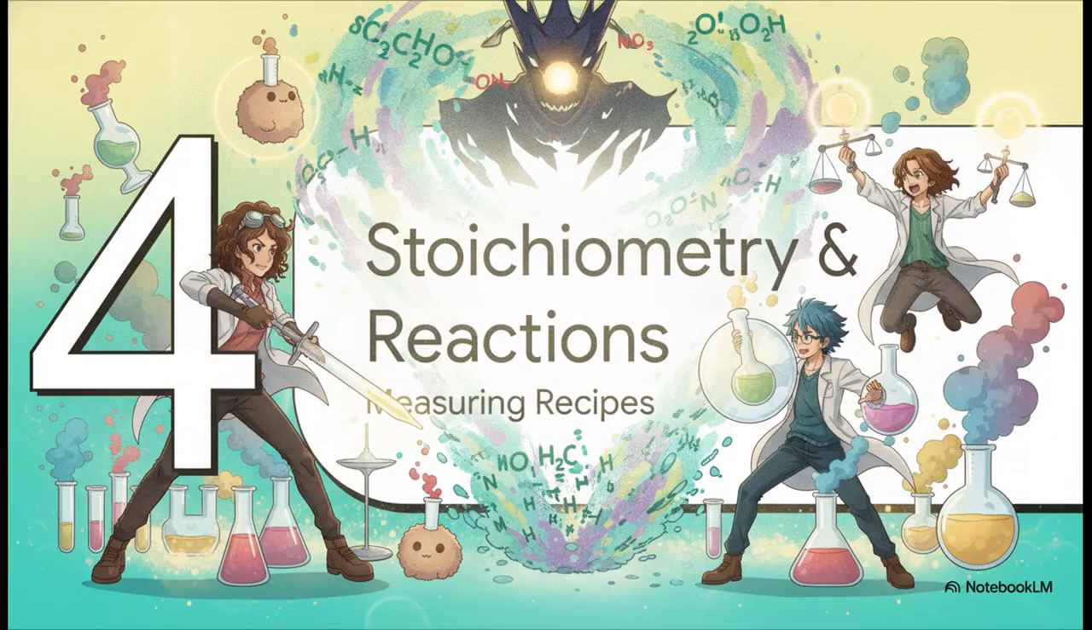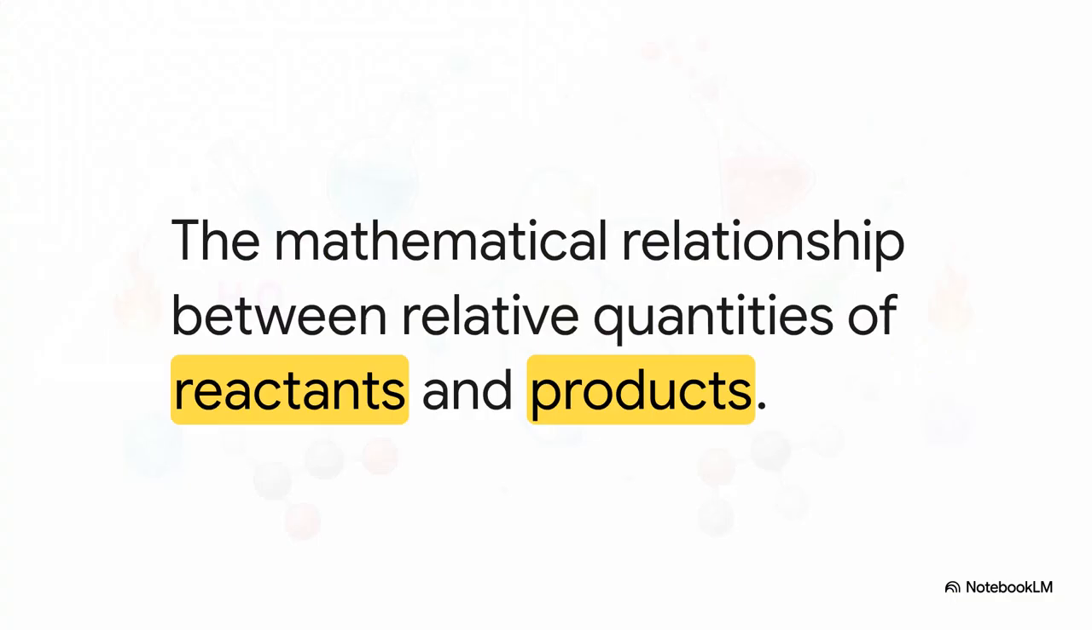All right, Section 4, the ultimate boss battle of chemistry. Stoichiometry and chemical reactions. Stoichiometry is formally defined as the relationship between the relative quantities of substances taking part in a reaction. But I need to flash a massive warning sign right here. Stoichiometry relies entirely on counting moles or volume to balance equations.